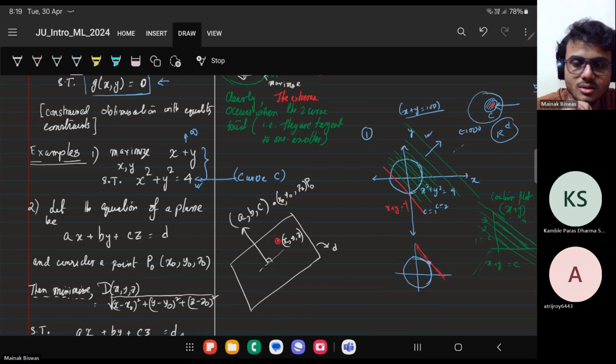Yes or no? Because below this the values are lower, and after this there are no solutions. There's no point where x plus y equals that value and x squared plus y squared equals 4, right?